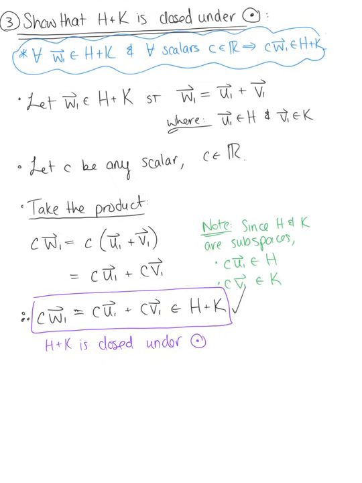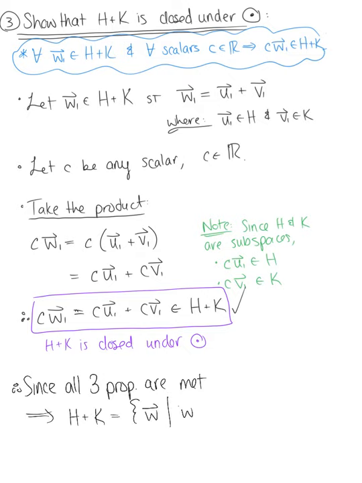And so making our final conclusion here, therefore, since all three properties are met, we are able to officially conclude that H plus K, defined by the set of all vectors W, such that vector W is equal to the sum of vector U plus vector V, where vector U is in subspace H and vector V is in subspace K, is a subspace of vector space V.